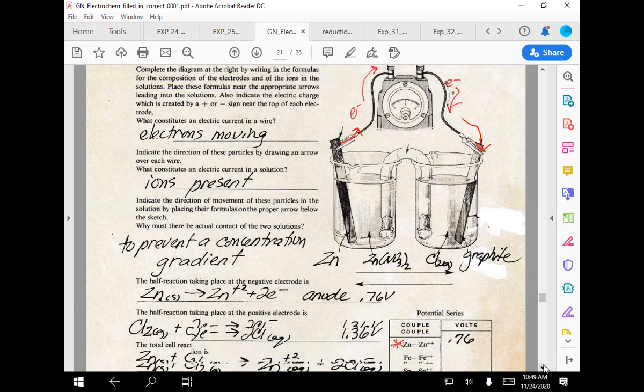Yeah, this just scanned weird. That is very strange. Hopefully you can still read it.